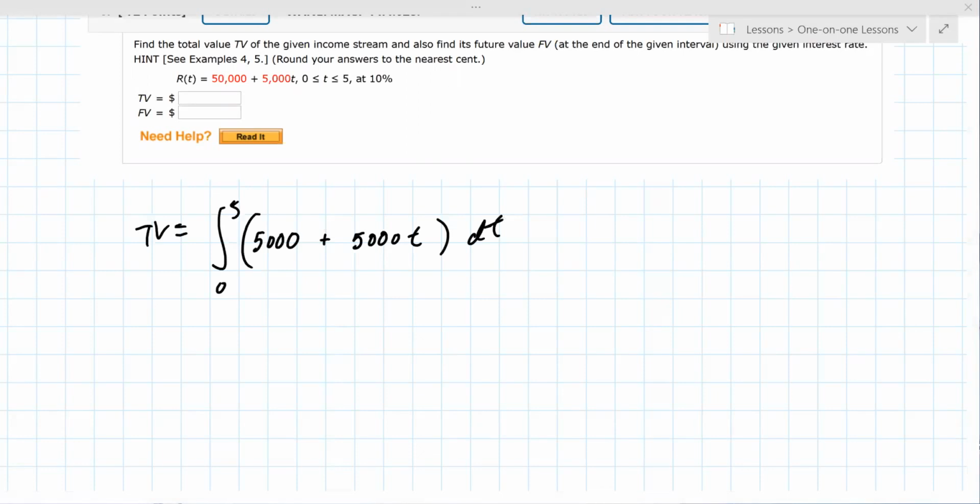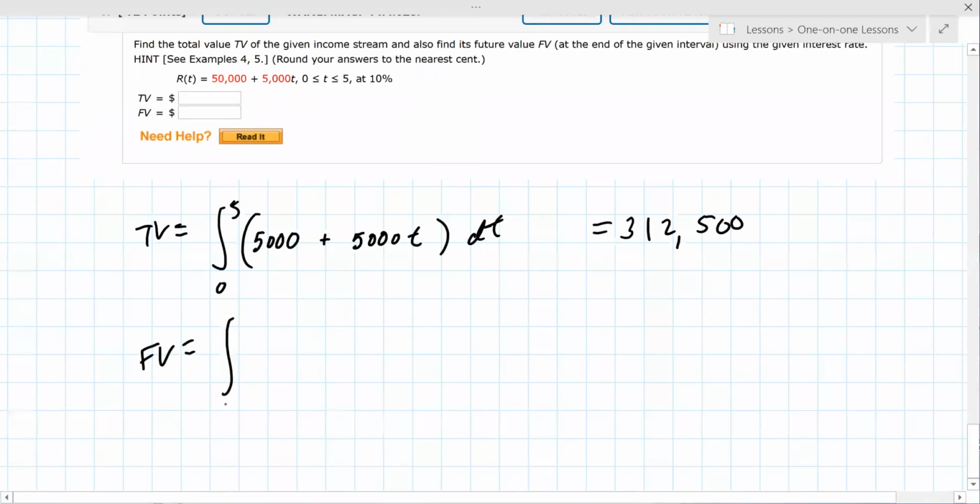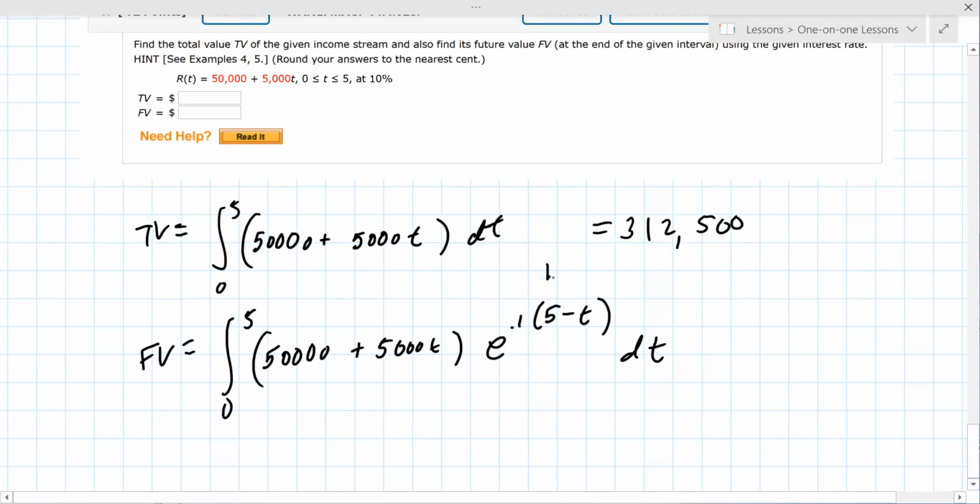I got 312,500. Okay, let me try that. Okay, that's correct. The future value is very similar. It's the integral from 0 to 5 of 50,000 plus 5,000t, and then it's e to the 0.15 minus t dt. It's always that b minus and that rate out in front here. And that's needed to the nearest cent. So you want to give that a try here.